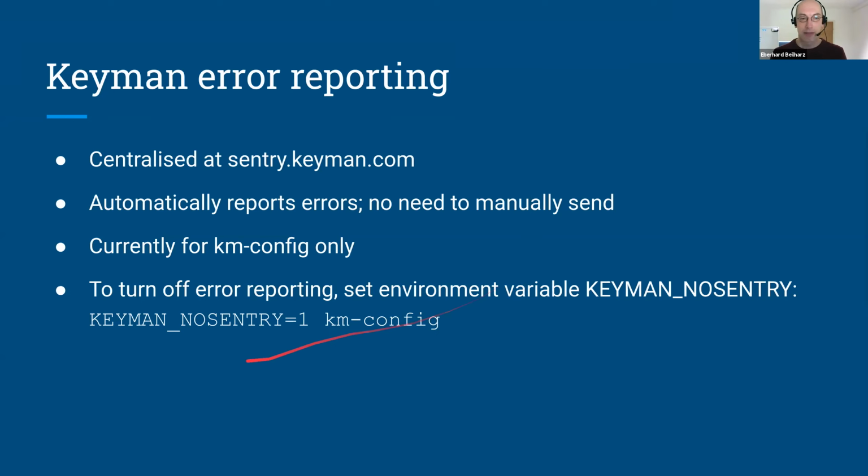So currently this is implemented for kmconfig only. In the next versions, we will add that to the other tools as well. But for now, it's only in Keyman config. At the moment, it's not possible to turn this off in the UI, but you can set an environment variable, Keyman_no_sentry. So if you're concerned with your privacy and don't want the error reports to be sent, you can open a terminal and then type Keyman_no_sentry=1, and then space km-config, and then it will start kmconfig without sending error reports.